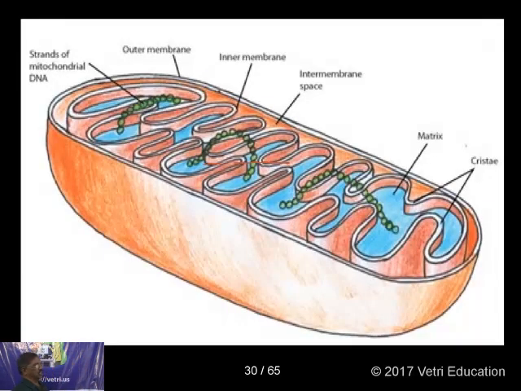Here is the structure, a longitudinal section of a mitochondrion, where you can find the outer membrane. There are two membranes, the outer membrane and the inner membrane, which has infoldings called cristae, and the inside portion is called the matrix. Here you can find DNA. As I told you, a circular DNA is here, and 70S type ribosomes are also found inside. Regarding the space between the outer and inner membrane, I will tell you later.